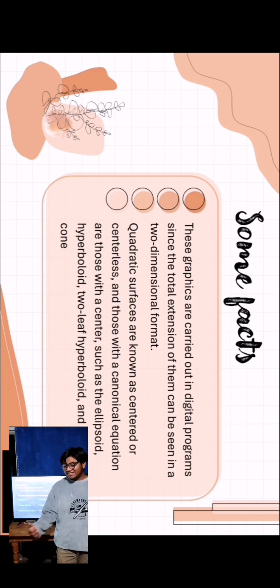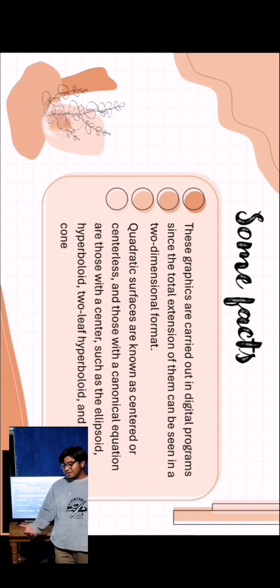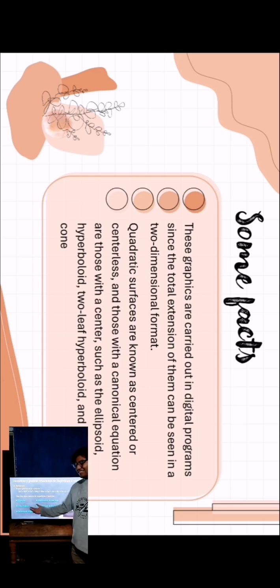As we can see on the screen, there are 6 basic types of quadratic surface: the ellipsoid, elliptical cone, elliptical paraboloid, one sheet hyperboloid, two sheet hyperboloid, and hyperbolic paraboloid.